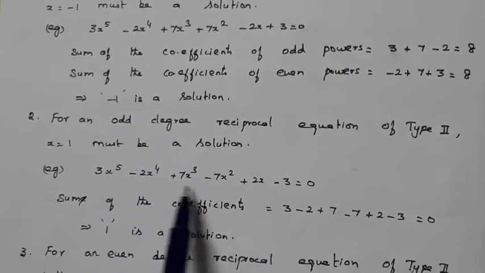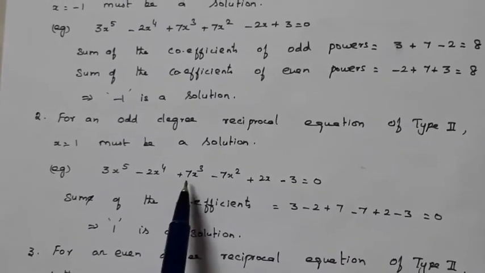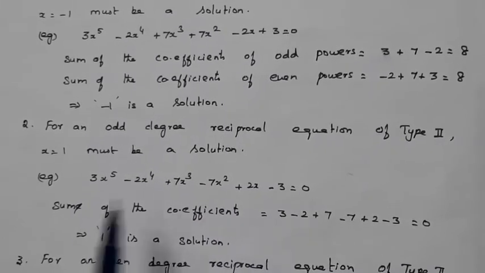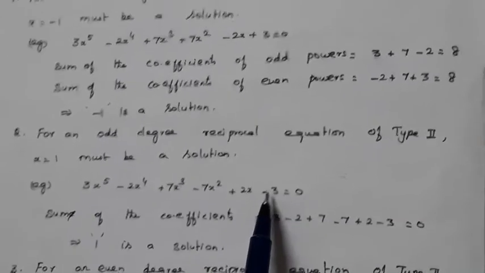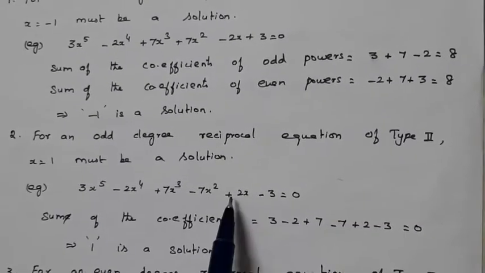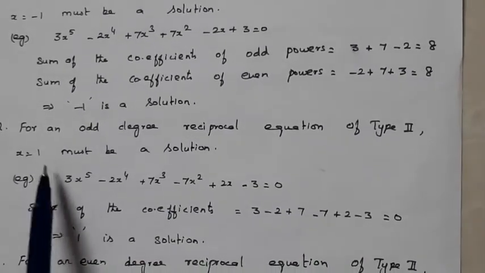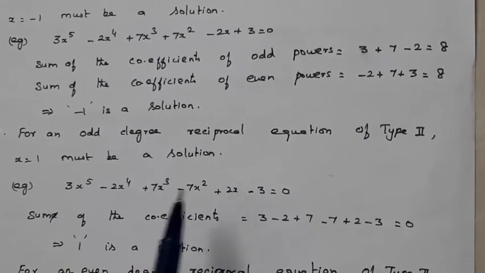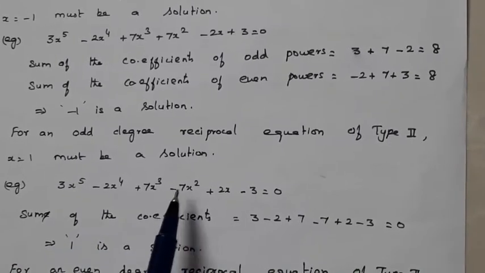Let me explain this again by an example. Consider this reciprocal equation: 3x power 5 minus 2x power 4 plus 7x cube minus 7x squared plus 2x minus 3 equal to 0. Look at the coefficients: plus 3 and minus 3, equal in magnitude but opposite in sign, then minus 2 and plus 2, plus 7 and minus 7. x is equal to 1 will be a solution for an equation if the sum of the coefficients is equal to 0. Let us check whether the sum of all the coefficients is 0.